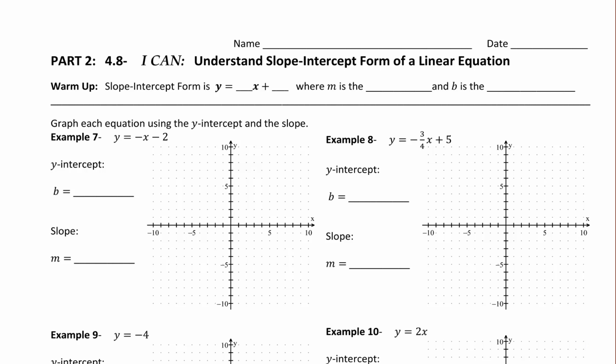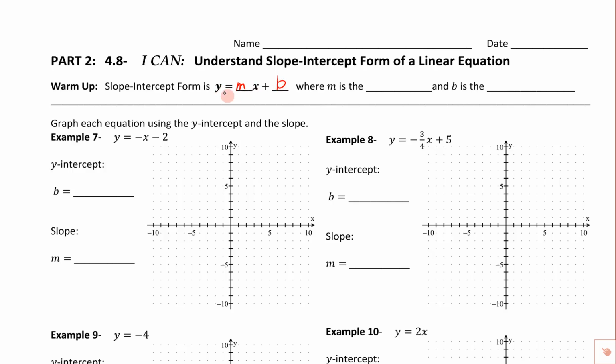Okay, we're going to continue talking about slope-intercept form of a linear equation. And the warm-up here is just to make sure that we've got that format down. So slope-intercept form is y equals mx plus b, and we've got to know what each one of these are.